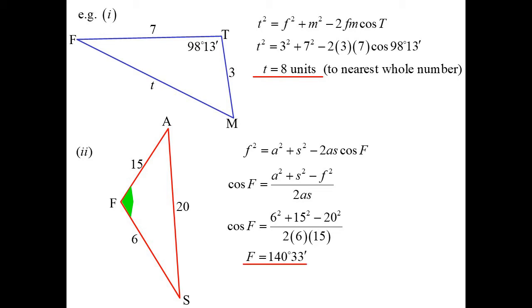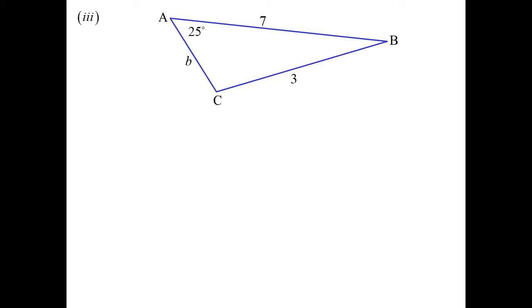The nice thing about the cosine rule is it will pick up on obtuse angles. In this case, 140 degrees, 33. Hang on, this one, how am I going to do this? The angle that I know is not opposite the side I want to find. It's okay, you can still use the cosine rule for this.